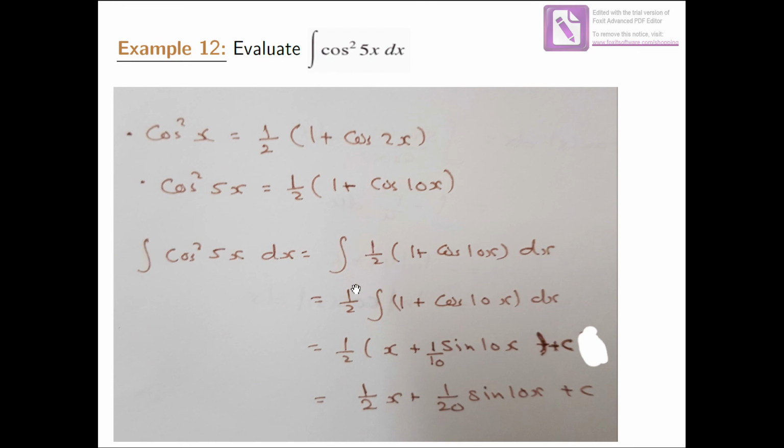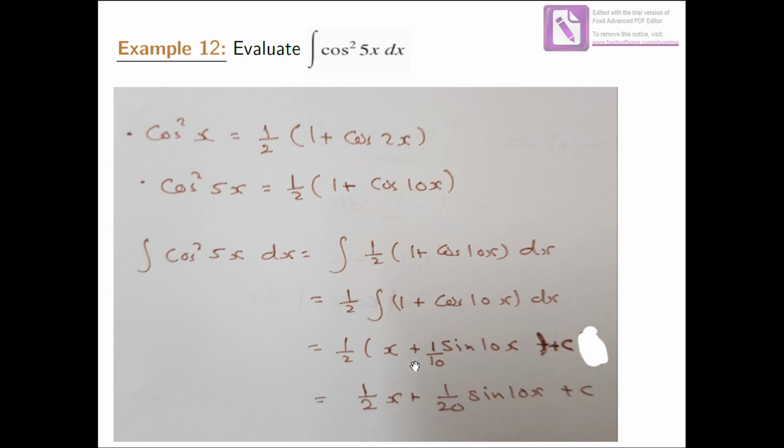Half is a constant, so we take it out. Now the integral of 1 plus cos 10x dx. The integral of 1 is x, plus the integral of cosine 10x will be sine 10x, and we divide by 10. Here we use the u substitution. We assume u is equal to 10x. Then du will be equal to 10 dx. Since we don't have 10 here, we need to write du over 10 is equal to dx. So that's why here we get 1 over 10 sine 10x. Then we add the constant c.